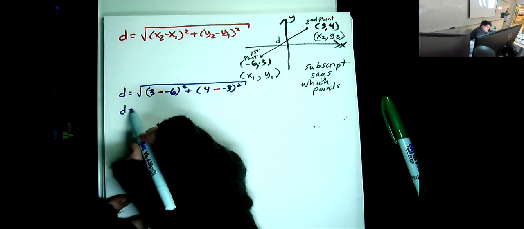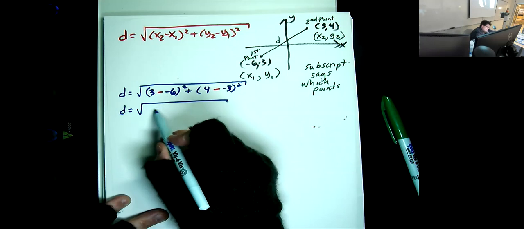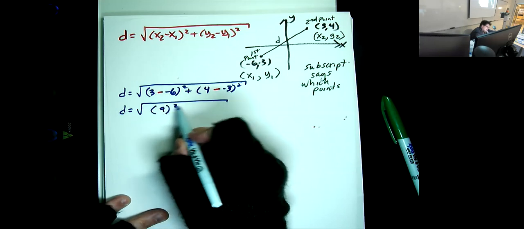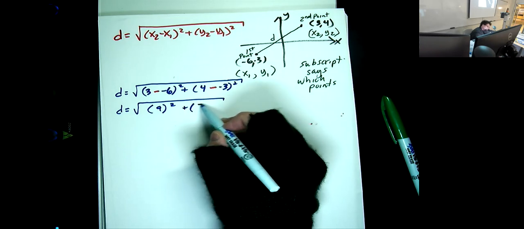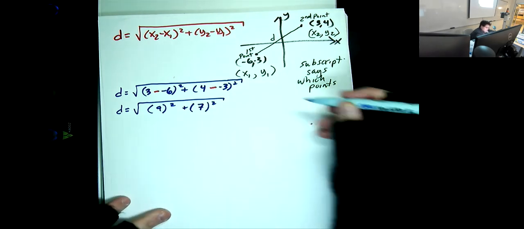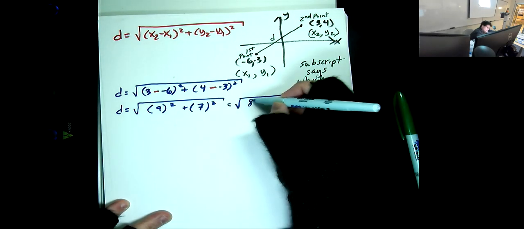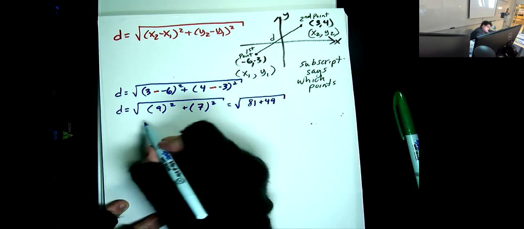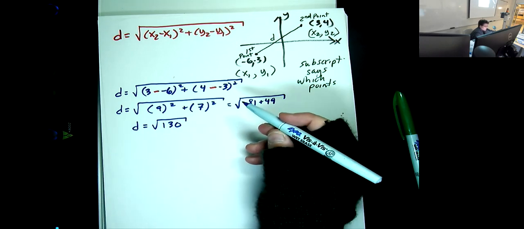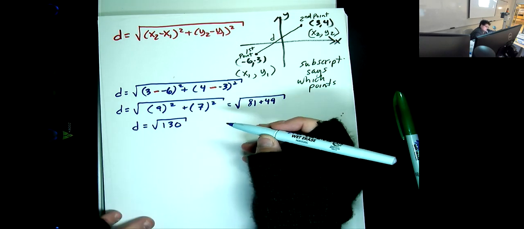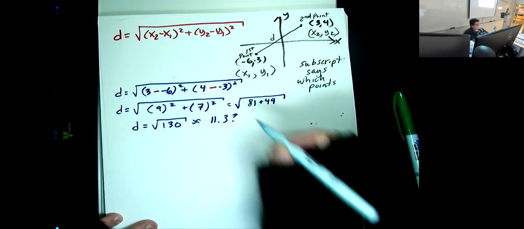So I get the distance is the square root of, 3 minus -6 is 3 plus 6. That's a 9. And we're going to square that. And this is 4 minus -3, which ends up being a 7. And we square that. So I have the square root of 81 plus 49. So D is the square root of 130. So I don't know, 11.3-ish, something like that, maybe 11.4.